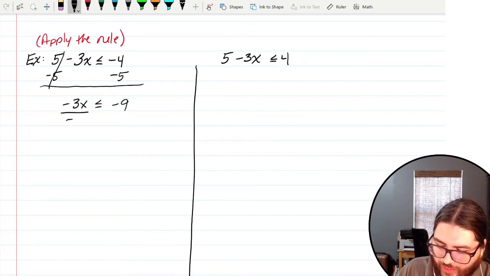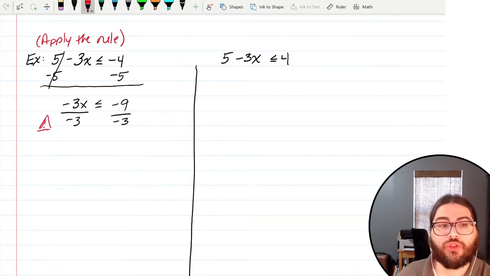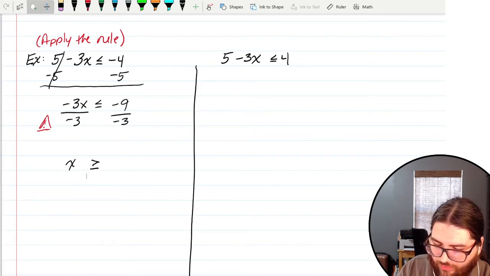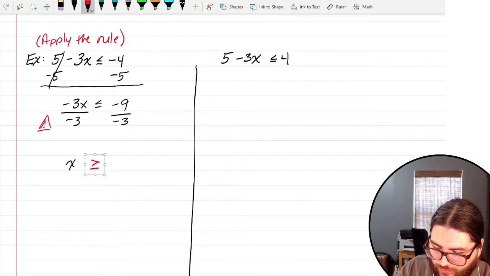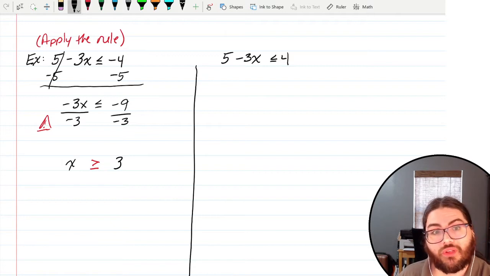Now I'm going to divide both sides by negative 3. And so when I divide by negative 3, got my little danger symbol there, I'm the one that chose to do that. And so in the last line, I have to change the inequality symbol from a less than or equal to a greater than or equal to. Negative 9 divided by negative 3 is positive 3. So that's my rule. I had to apply the rule when I divided by negative 3.